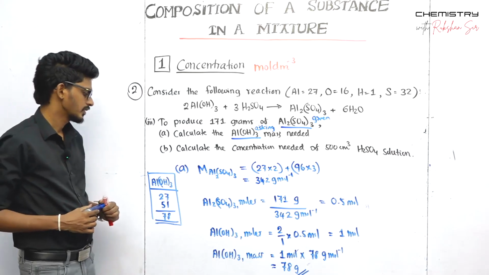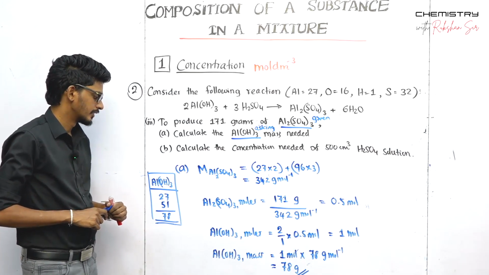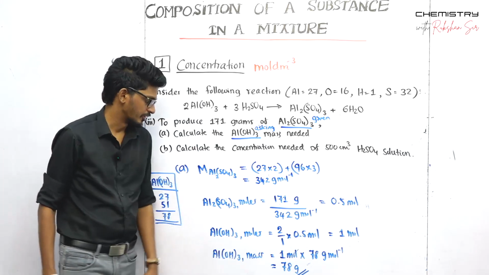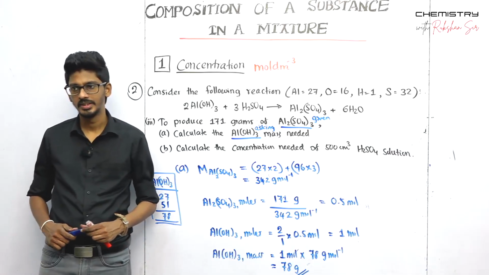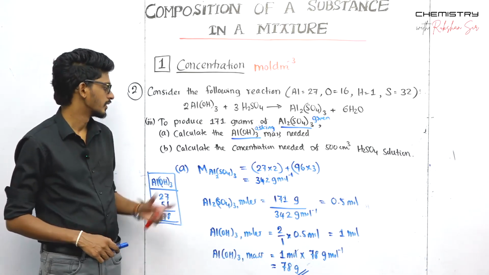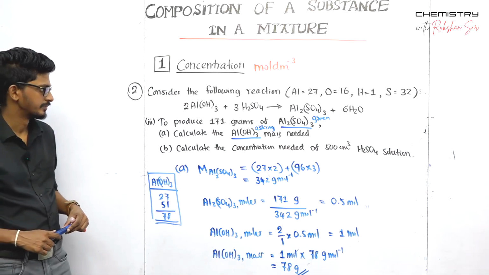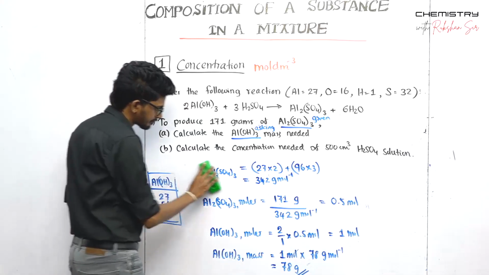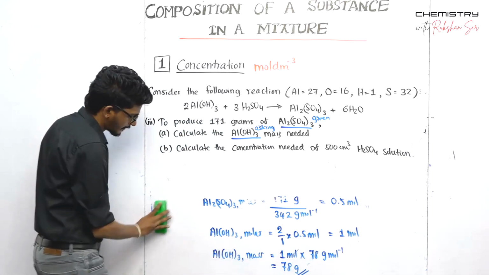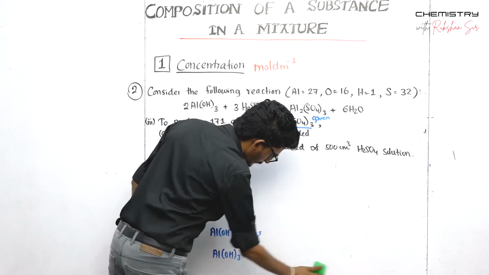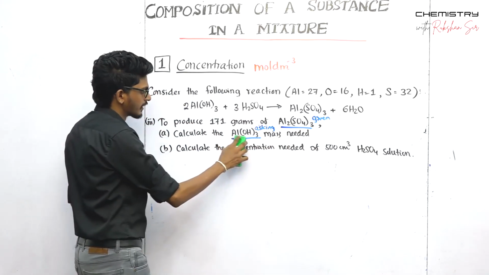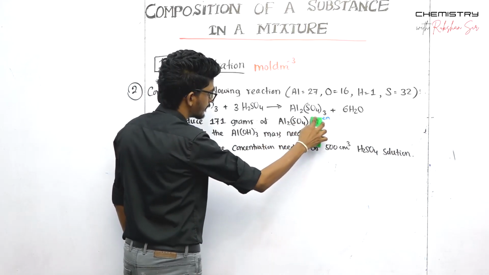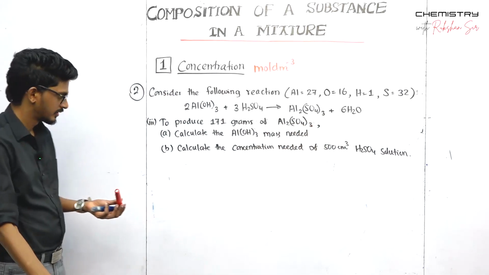Okay. So that is about the mass of aluminum sulfate. That is part A of the Roman number 3 question. Okay. Let's do part B.